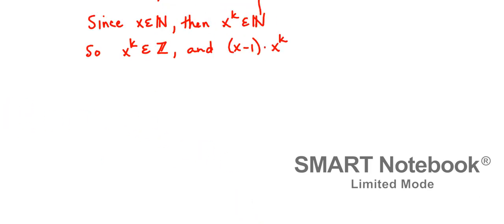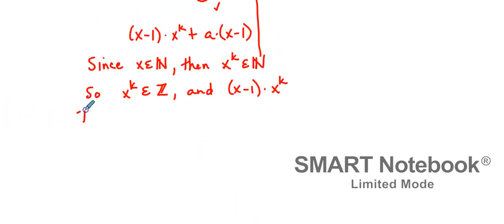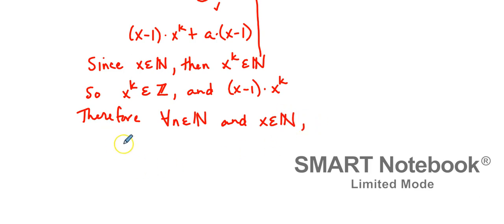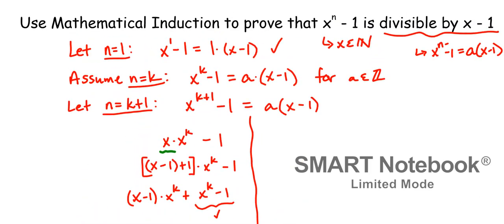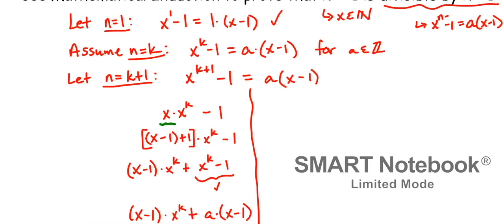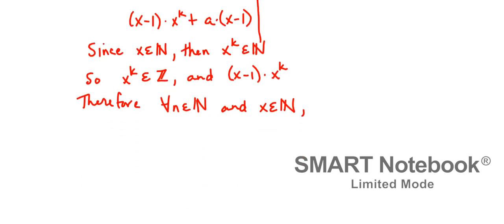So wrap this up. For all natural numbers n, and natural numbers x, and then we just repeat what we started with up here. So x to the n minus 1 is divisible by x minus 1.